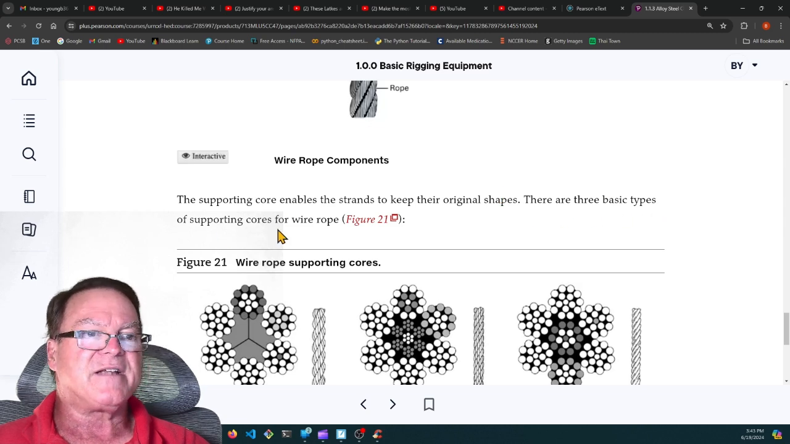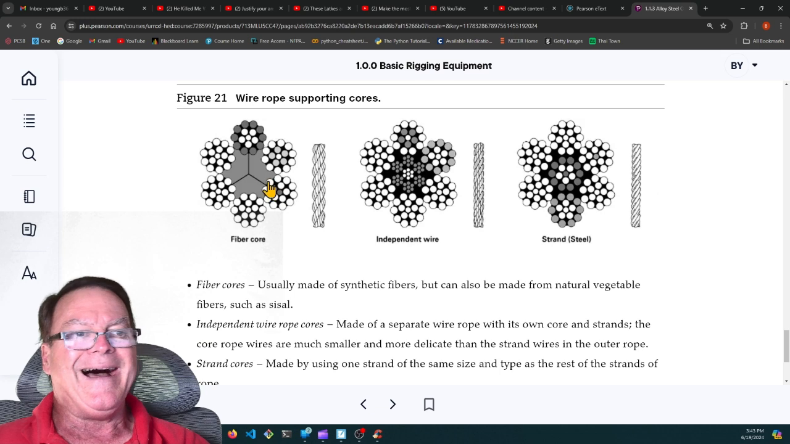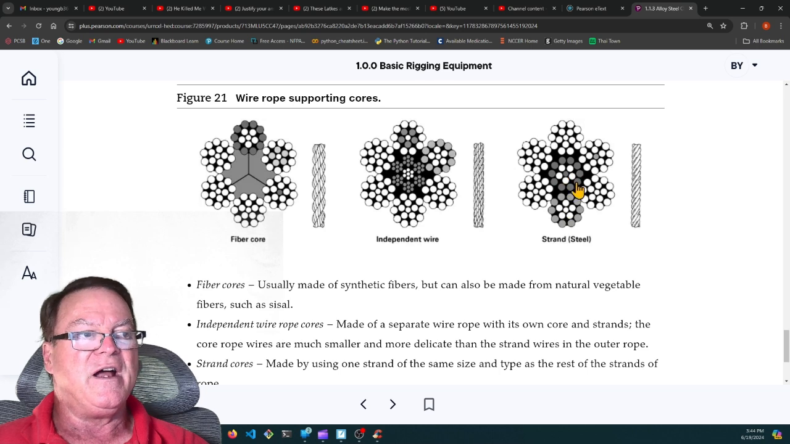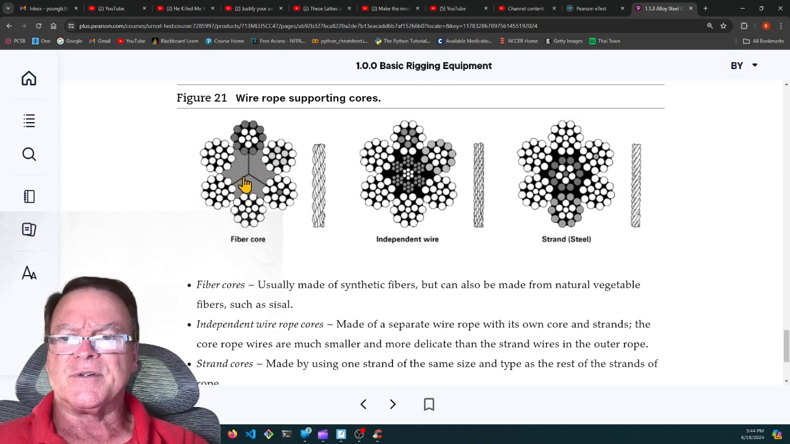There are three basic types of supporting cores for wire rope. I don't think you have to have these memorized. You can have a fiber core, or you can have an independent wire core, or a strand core. The strand core uses a strand the same size as the strands that make up the wire rope itself. On the inside is the core. This fiber core is actually a synthetic fiber, nylon or some kind of a core that the steel strands are wrapped around.